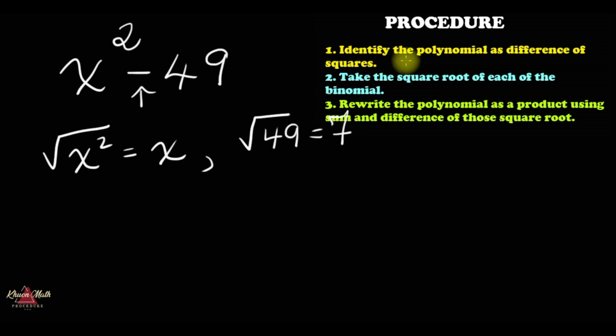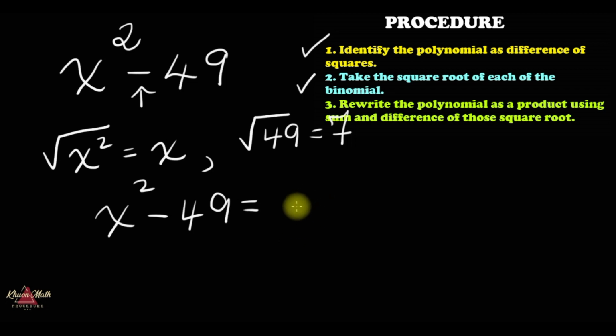Step 1, identify the polynomial as a difference of two squares. We did that. We identified the polynomial. It's a difference of two squares. Step 2 is to take the square root of each term. And we did that. We took the square root of x squared. We took the square root of 49. They're both perfect squares. And then after you do that, step 3 is to rewrite the polynomial as a product of the sum and difference of those perfect square roots.